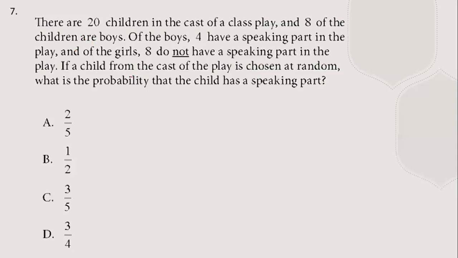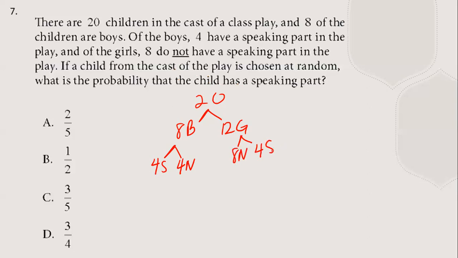There are 20 children in the cast of the class play, and 8 of the children are boys. Of the boys, 4 have a speaking part in the play, and of the girls, 8 do not have a speaking part in the play. If a child from the cast of the play is chosen at random, what is the probability that the child has a speaking part? So we have 20 kids, and they're broken off into 8 boys, and therefore we have 12 girls. Then the boys are broken off into 4 speaking and 4 non-speaking. And the girls are broken off into 8 non-speaking, which therefore means that they have 4 speaking, okay?